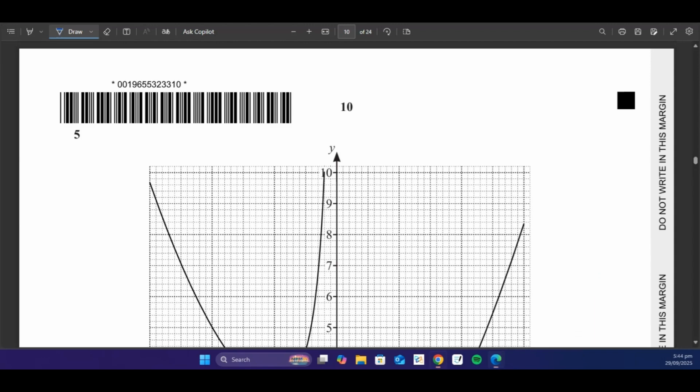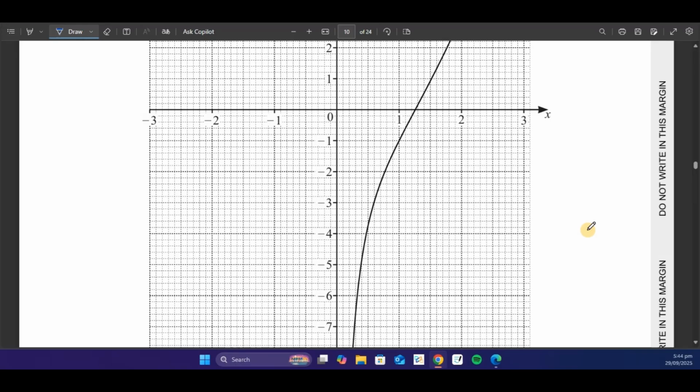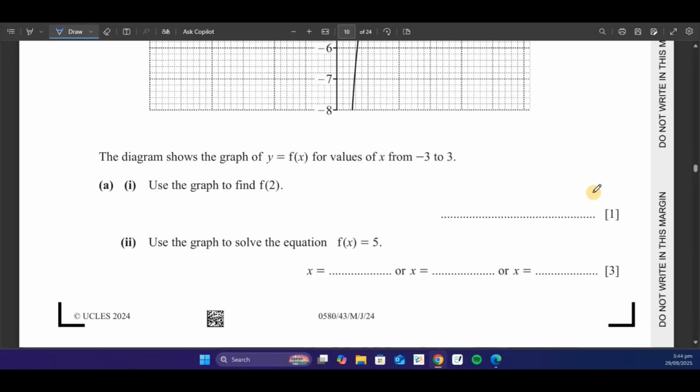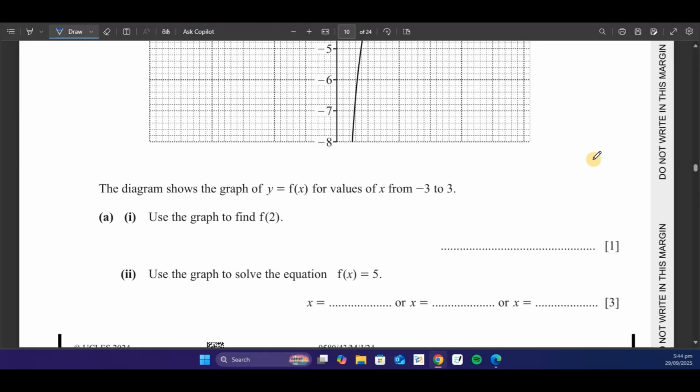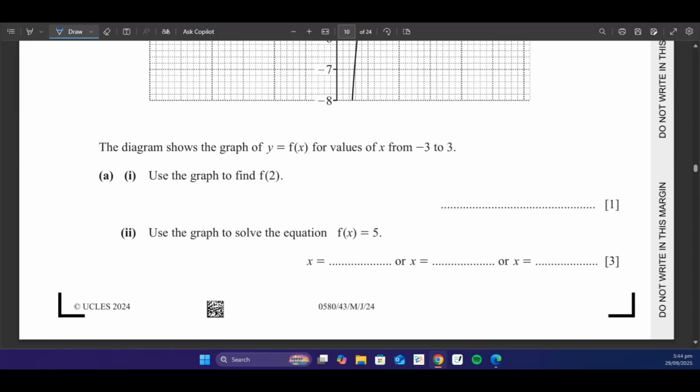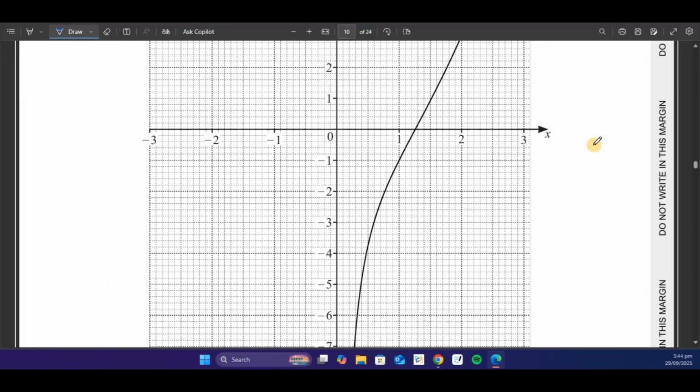Perfect. Alright. Question number 5. The diagram shows the graph of y equals f of x for values of x from -3 to 3. Use the graph to find f of 2. So we're going to put f of 2, which means that x is basically 2. But what is y? We don't know that, but we could just look at the graph and figure it out.